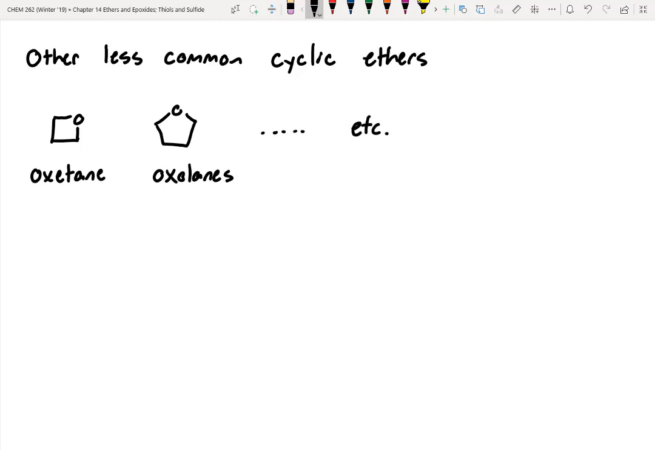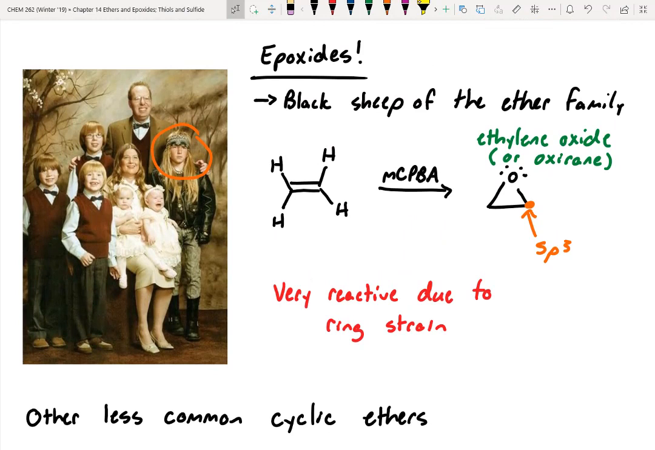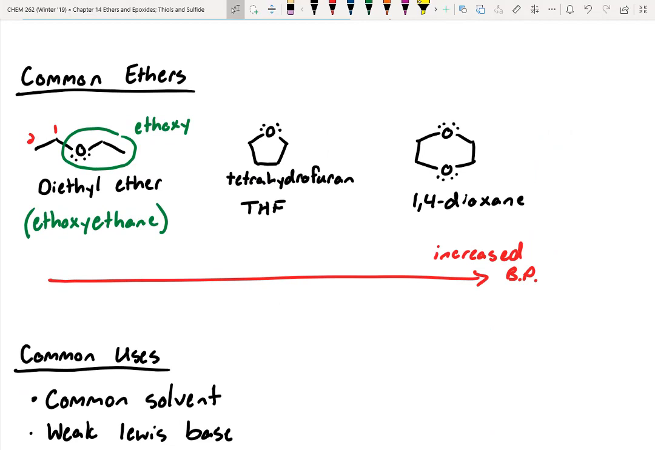Honestly, I'm not super interested in you memorizing all of these names. The main one that we're going to be looking at in this chapter are epoxides. Epoxides are incredibly versatile organic building blocks. All right, so now we're going to take a step back and we're actually going to go to these common ethers, these really simple ones, and see how they're made commercially.